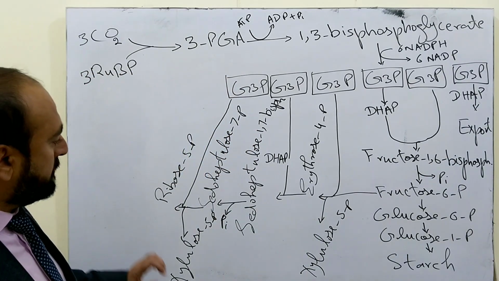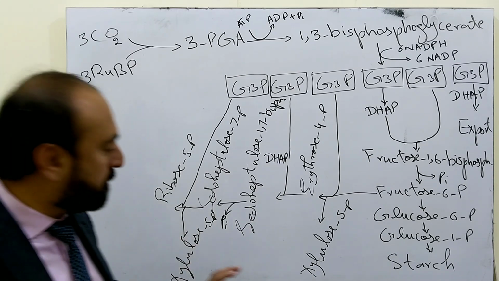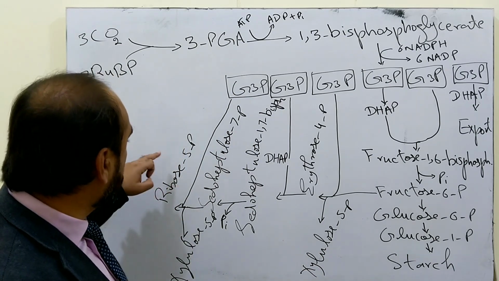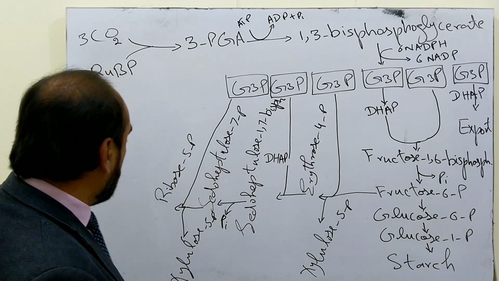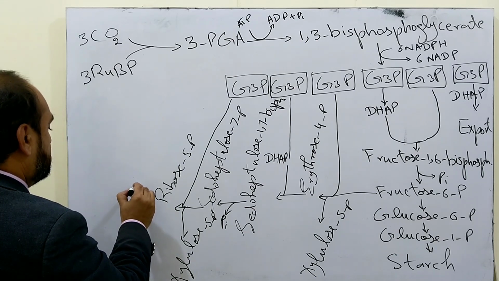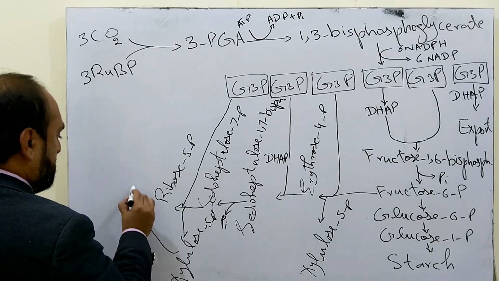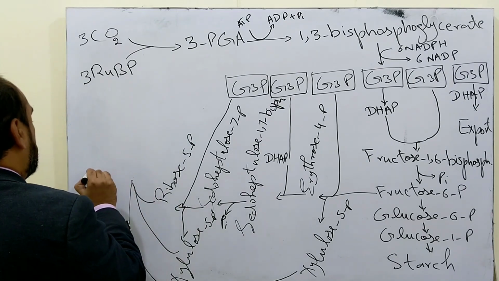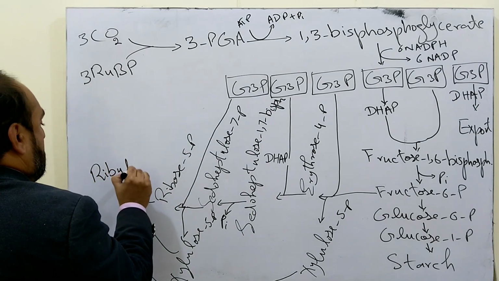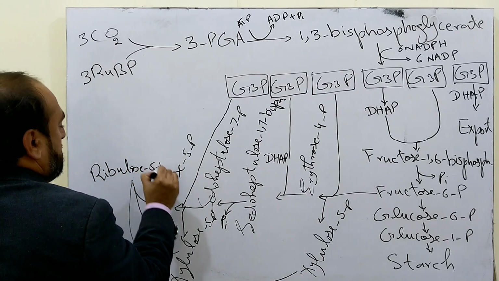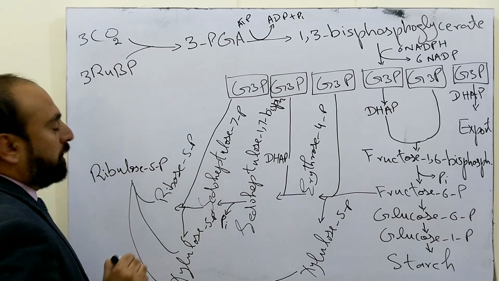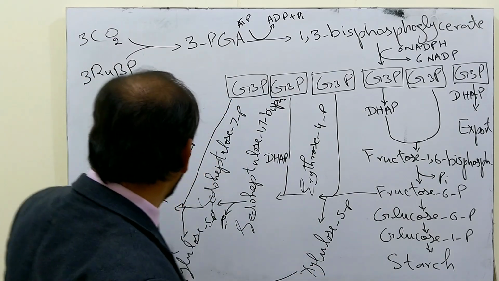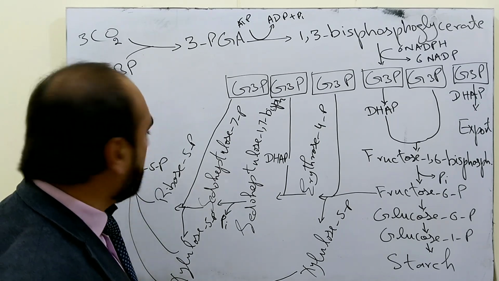So we have 3 5-carbon molecules now: xylulose 5-phosphate here, and ribose 5-phosphate here. All of these three are converted to the 5 carbon sugar ribulose 5-phosphate. So here we have 3 5-carbon sugars and they are converted to ribulose 5-phosphate, another 5 carbon sugar.